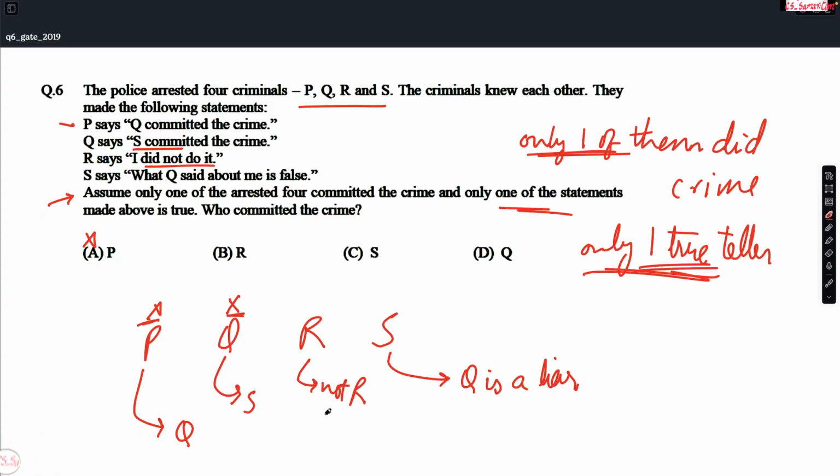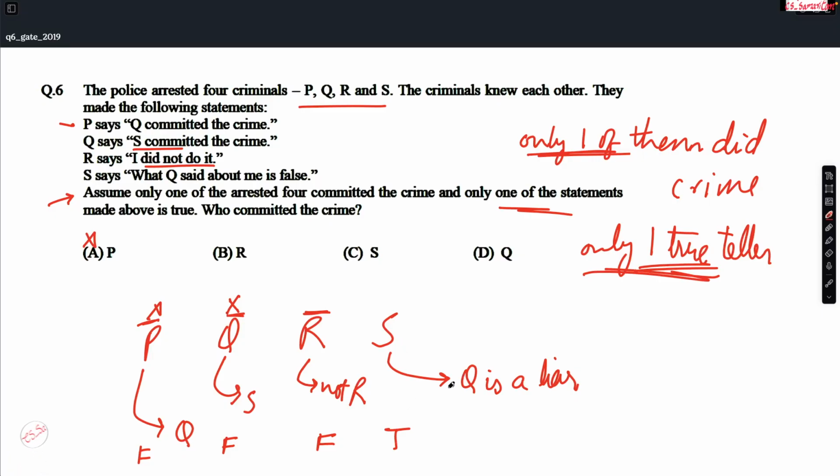Very good. Now let's assume that R is the criminal. If R is the criminal, then P is stating that Q is the criminal. So this is false. Q is stating that S is the criminal. This is also false. R is stating that R is not a criminal. So this is false because R is the criminal right now. S is saying that Q is a liar. Q is saying that S is the criminal, and that statement, Q is a liar, is true because right now R is the criminal and Q is stating that S is the criminal. So Q is lying, so what S is saying is true. So from all of those, only a single option, that is S, is saying the truth.